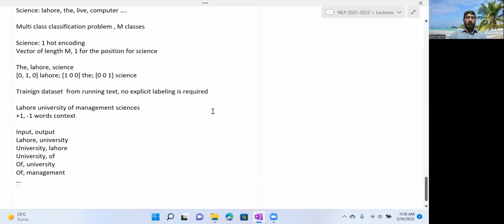So of course, all of these are now training examples, input-output pairs that you have directly obtained from running text. No one did any labeling. Labels were already found in the running text. So that's why this is called self-supervision. There isn't any external entity that is providing supervision. You already have supervision within the corpus that you are using.